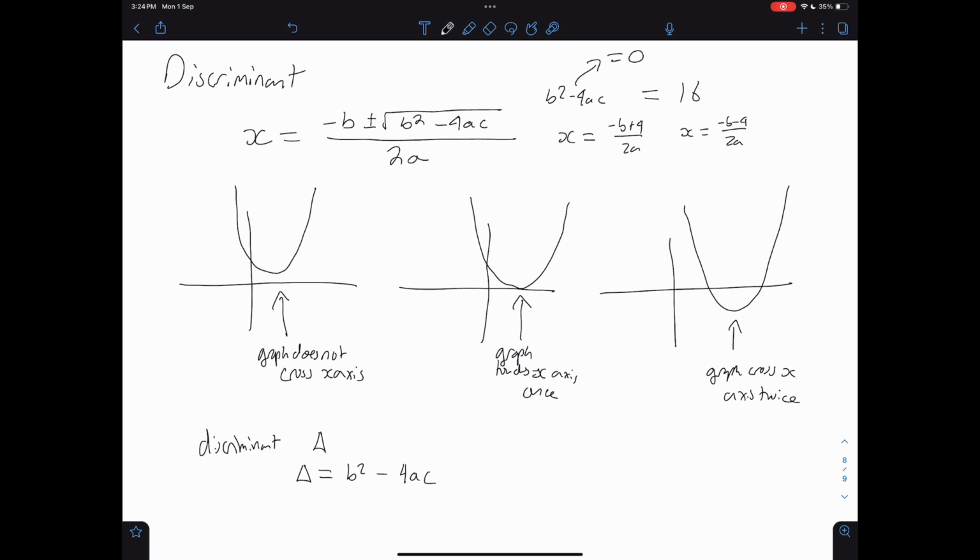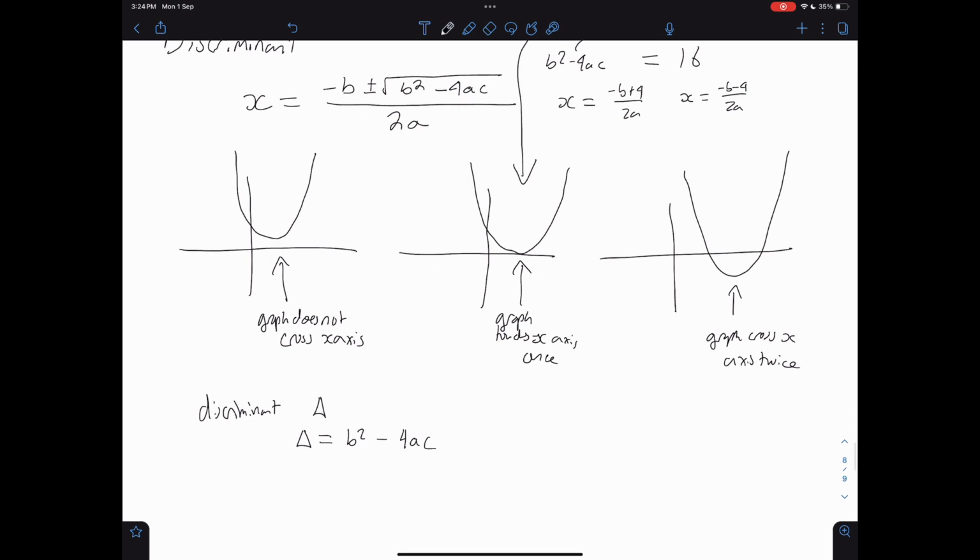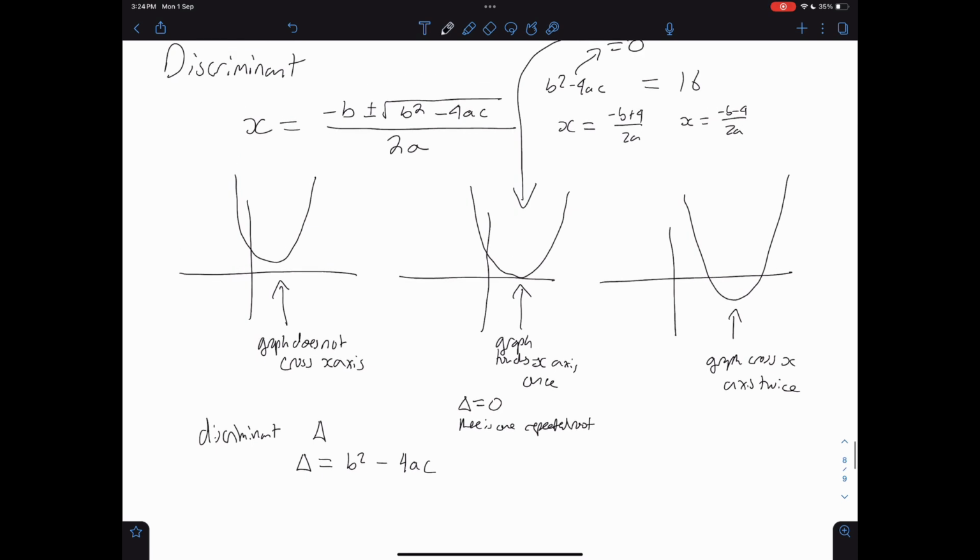And that's this case here. Repeated, which is called a repeated root. 1 repeated root. So that's why I say if the discriminant equals 0, there is 1 repeated root, because no matter whether you do the plus or minus in the quadratic formula, it gives you the same answer. And if it is greater than 0, then there are 2 distinct roots.